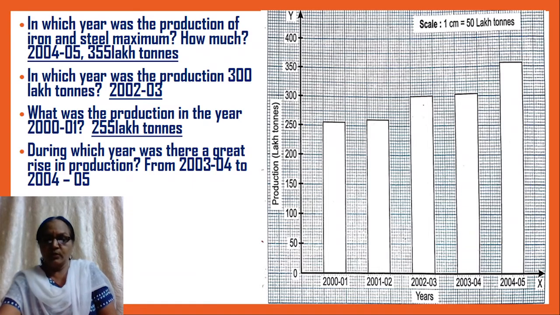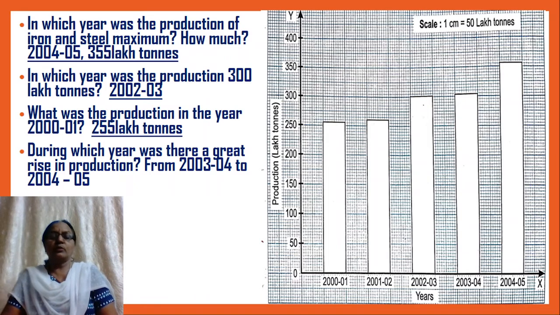Now on the x-axis we have the years marked, and on the y-axis we have production of iron and steel in lakh tons. And what about the scale? Now, 1 centimeter is equal to 50 lakh tons. See that the scale is regular. You'll have to mark it as 50, and so if 1 centimeter is equal to 50, the next will be 100. See that your scale is regular.